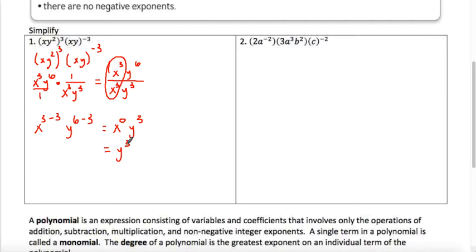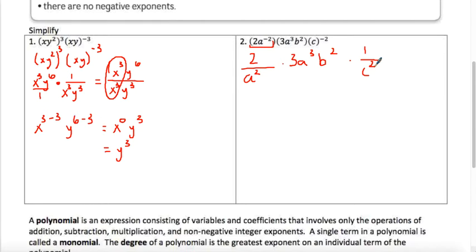So moving on to this second example. I think the first thing we should take care of here is all the negative exponents. So in this first set of parentheses, only the a is being raised to the negative 2. So really that is 2 over a squared. Second part we can leave alone: 3a cubed times b squared. And the last one is 1 over c squared.